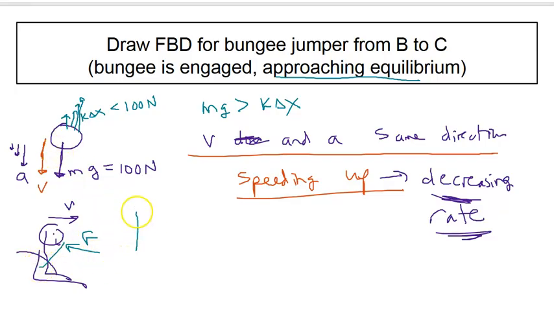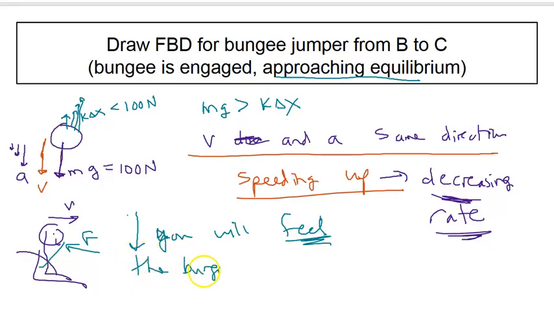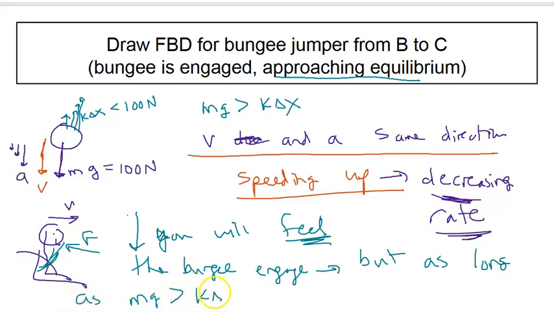But if you're bungee jumping, you will feel the bungee engage, right? So when you're driving your car, you're like, oh, my seatbelt is pulling on me. I must be slowing down. You will feel the bungee engage, but as long as mg is greater than K delta X, you're still speeding up. Okay. That's what I want everybody to know.